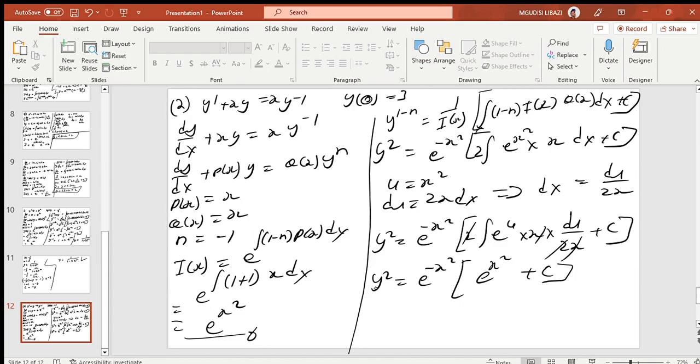So I think we have integrated our equation correctly. So you can say now y squared is equal to e raised to negative x squared times e raised to x squared. That's gonna be 1 plus c e raised to negative x squared.